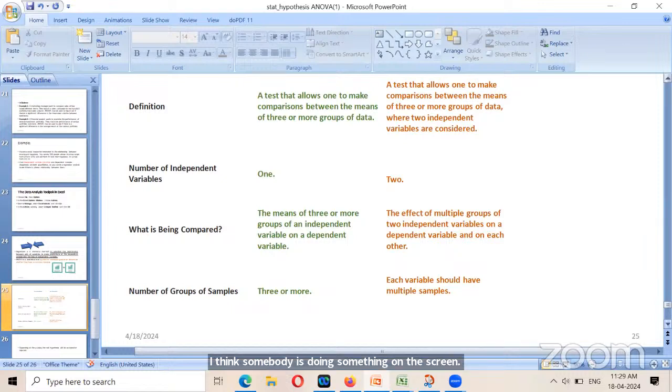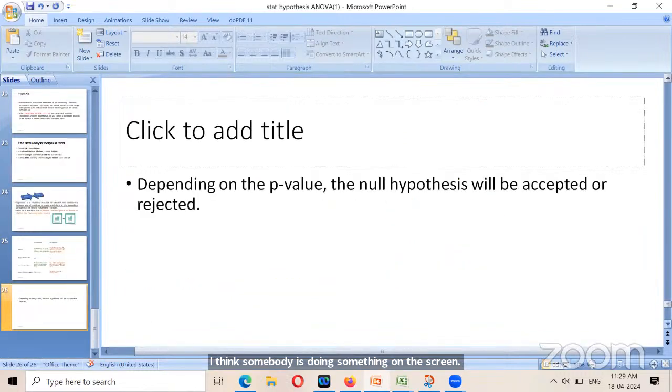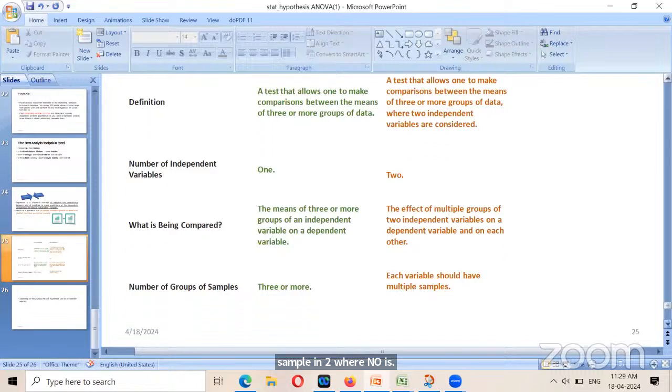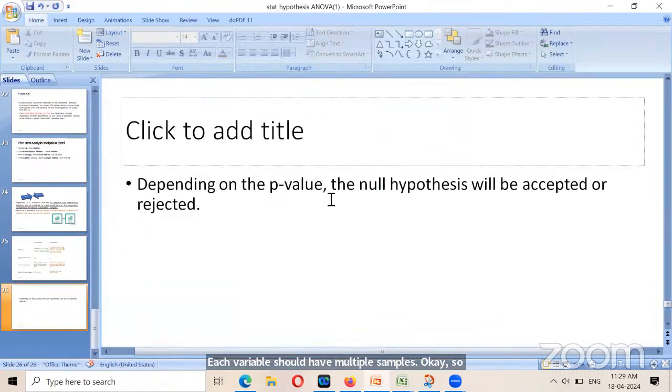Number of groups of samples, 3 or more. The number of groups of samples in two-way ANOVA is such that each variable should have multiple samples. So this is the clear-cut difference.